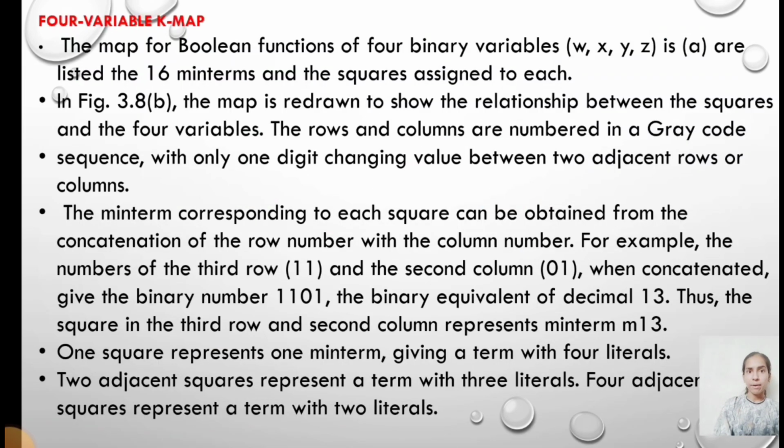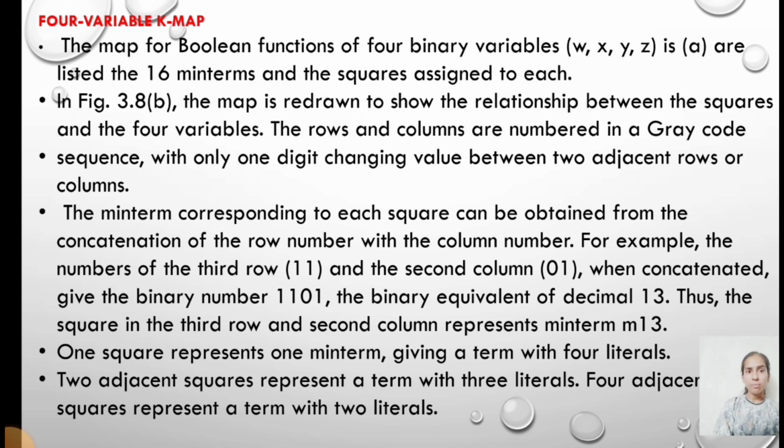4-variable K-map. The map for Boolean functions of 4 binary variables w, x, y, z lists the 16 minterms and the squares assigned to each. The map is redrawn to show the relation between the squares and the 4 variables. The rows and the columns are numbered in a gray code sequence, with only one digit changing value between two adjacent rows or columns.